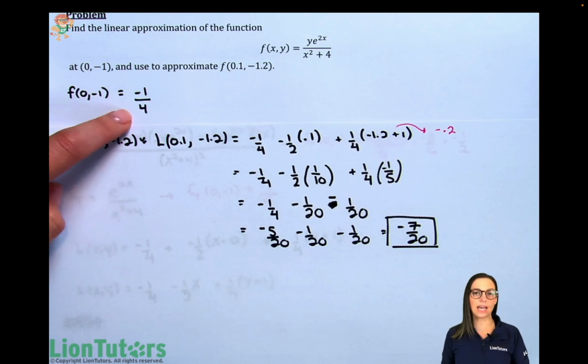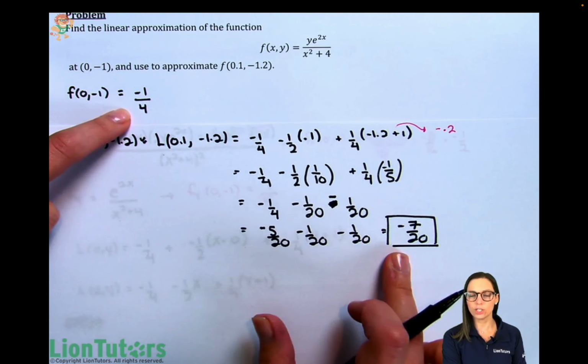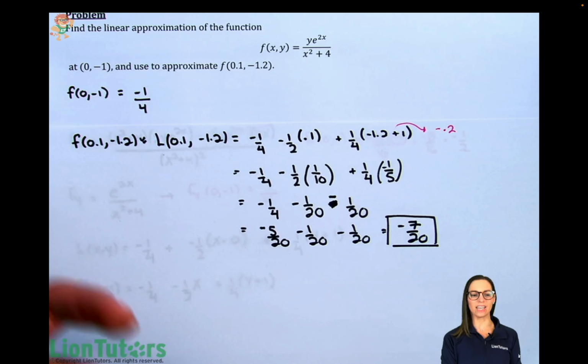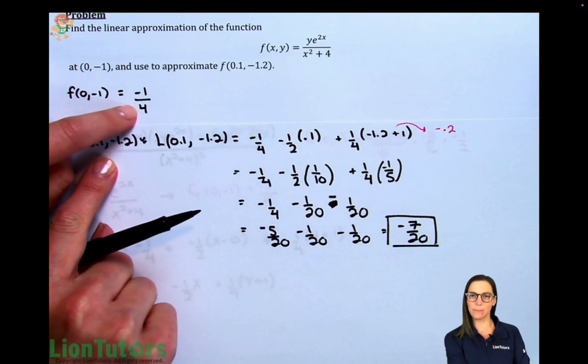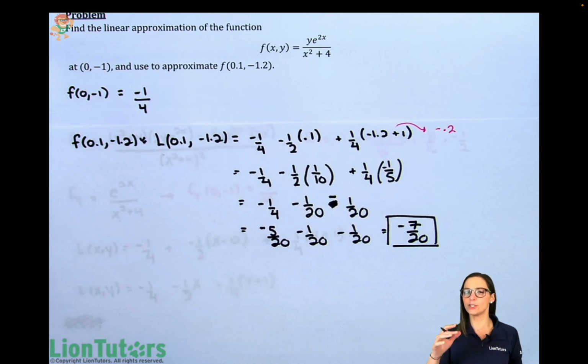If you got something like negative 1/4 here and 82 as your answer here, you might be like, wait a second. Just increasing my x's and y's by that amount made me go from negative 1/4 to 82. Something doesn't seem right there. You might want to reevaluate.